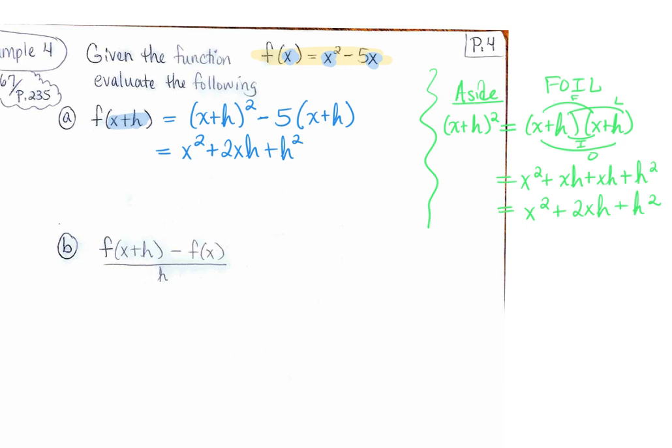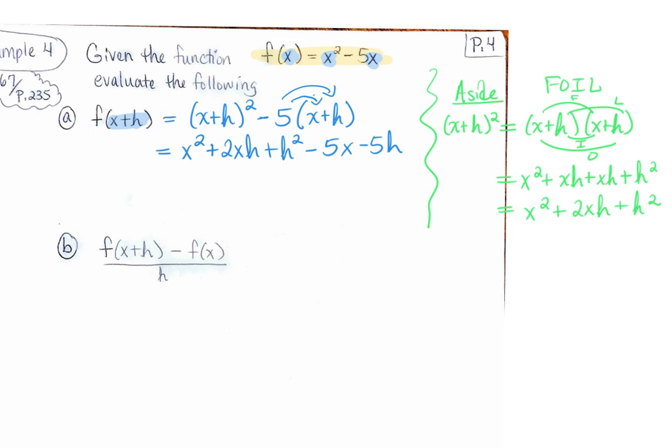What do we do with the minus 5? Distribute. What do we get? Minus 5h. Can we do anything else? No, because there are no like terms there. So that is f of x plus h. That's f of x plus h.